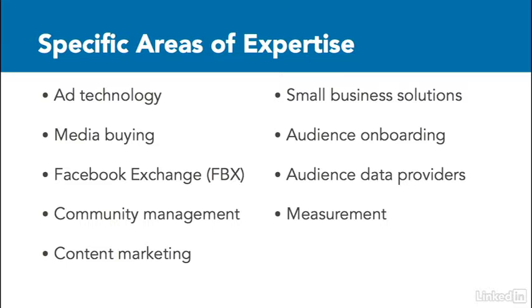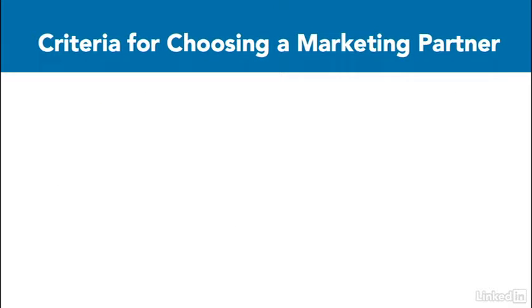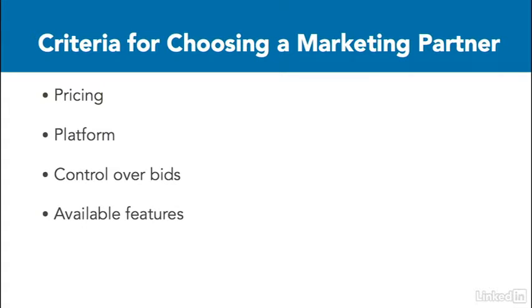Now, if a company has more than one area of expertise, sometimes they're thought to be well-rounded, but this doesn't necessarily make them the best choice. So here are some criteria for choosing a marketing partner. Instead of looking at just the badge and just their specialty, be sure to evaluate them based on their pricing and their platform. It's important to understand the markup that a third party contains in their pricing. Will you have control over the bids? Or are they preset? Is it a CPM or CPC or CPA deal?